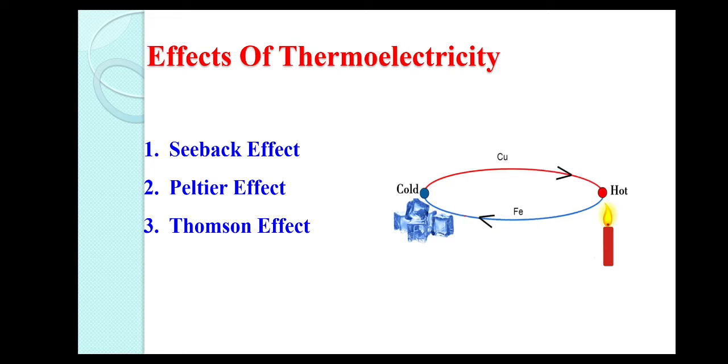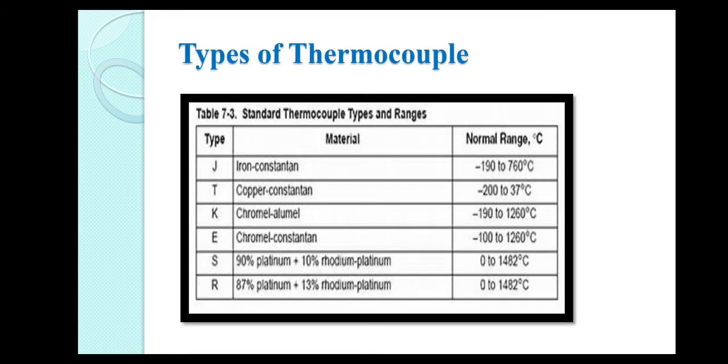The next one is the Thomson effect. It is the generation of reversible heat when an electrical current is sent through a conducting material that is subjected to a temperature gradient. This is the Thomson effect. These three effects are useful for the thermocouple. Next is the types of thermocouple.